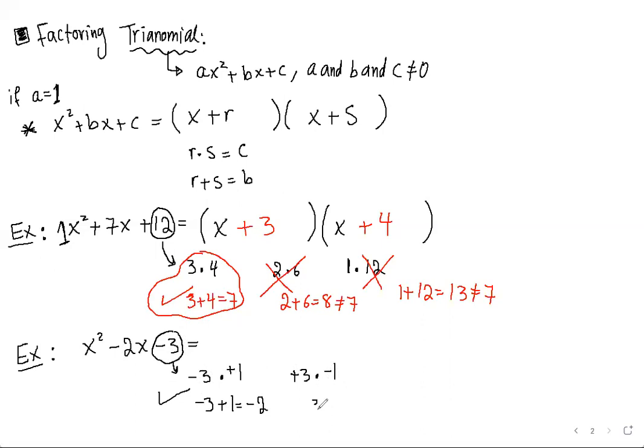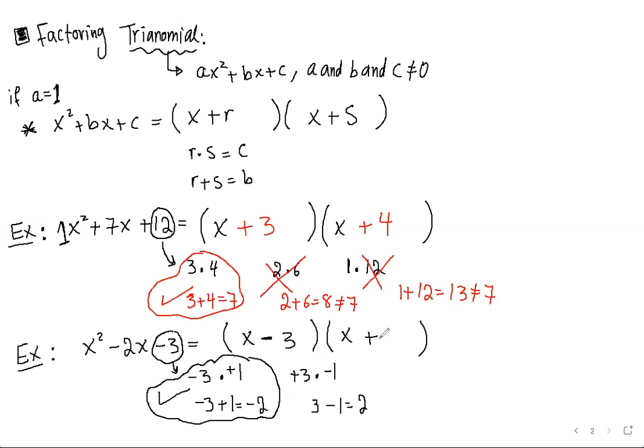Why? Because 3 minus 1 gives me positive 2, and positive 2 is not the second term. The second term is -2. So I'm going to use this factor. I open two parentheses. First thing, x. Here we have -3 and +1. This is the factor for this example. Any questions so far?